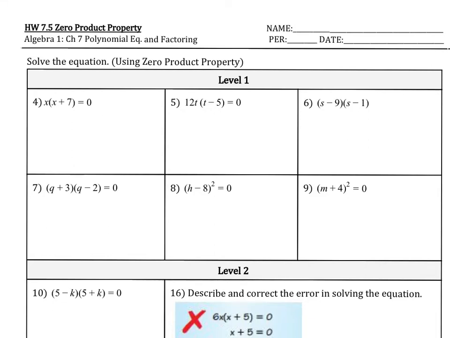Homework for 7.5, zero product property. Question number 4. We are going to try and finish always level 1 and 2.